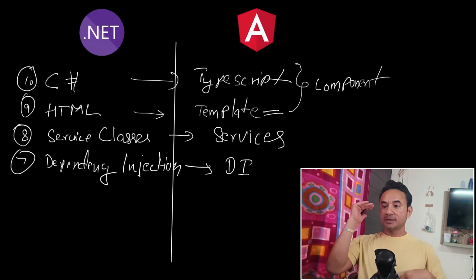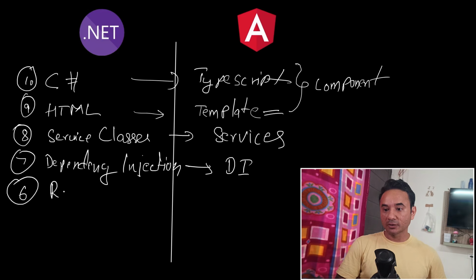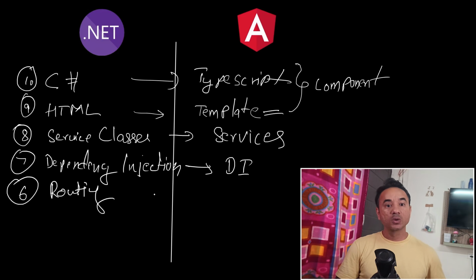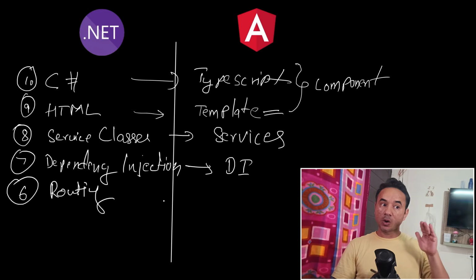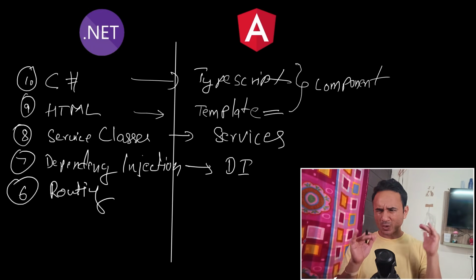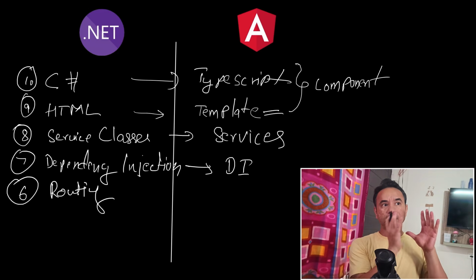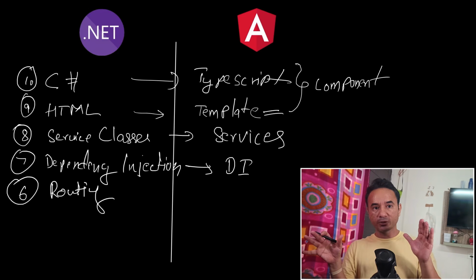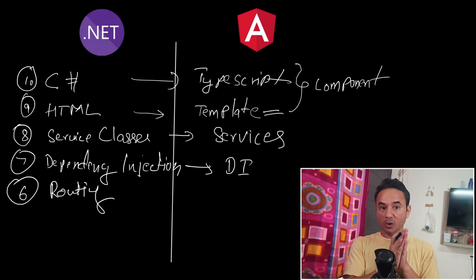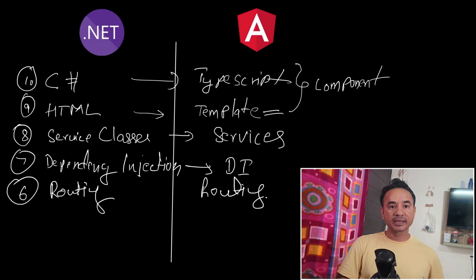All right. Next concept which we have in common is routing. All right. So in .NET, we define routes to decide which URL will call which controller action, in web API or MVC, right? For example, slash API employees route will call the employee controller, right? In Angular also, we have the same concept with the same name, routing.